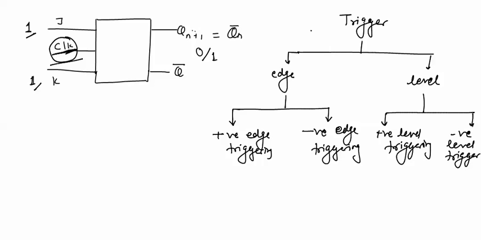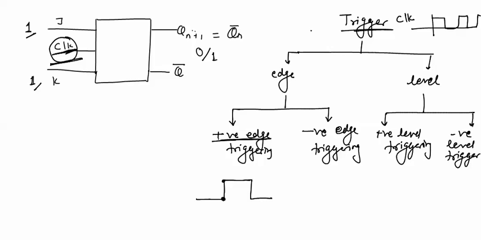Now, how is a flip flop triggered? We'll see. The triggering signal is the clock signal, which is a square wave. This kind of wave, a square wave, will be applied at the clock input of the flip flop. If the flip flop is made to trigger for positive edge, suppose this is the clock pulse. If the clock changes from 0 to 1, then only there will be a positive edge.